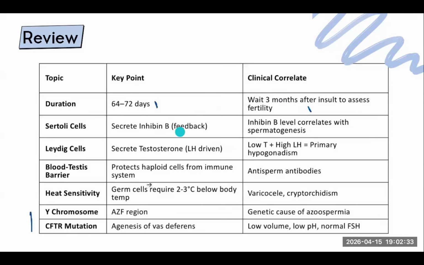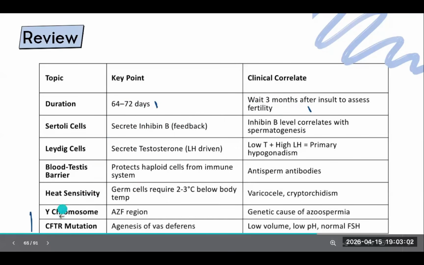Another review table, you can pause and read this on your own. What I predict the doctor might question you on is that the duration of spermatogenesis is 64 to 72 days long. And the clinical correlate for this is that after vasectomy, you need to wait for 3 months to ensure that there is no sperm in the male reproductive tract at all. Okay.